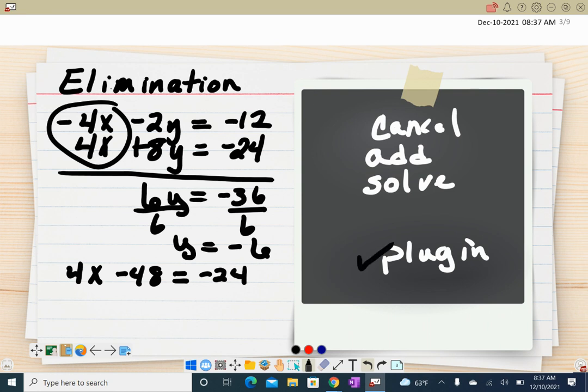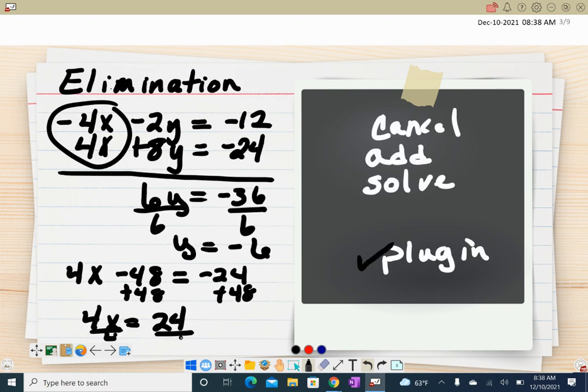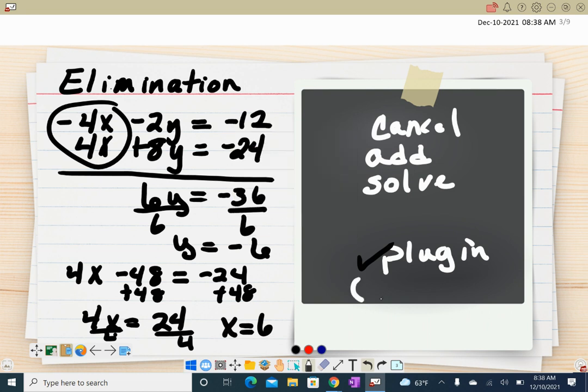I'm on that plug-in part right now. So adding the 48 to both sides, I've got 4x is equal to a positive 24. Dividing by 4, and x is equal to 6. So my answer is x is 6 and y is negative 6, okay?